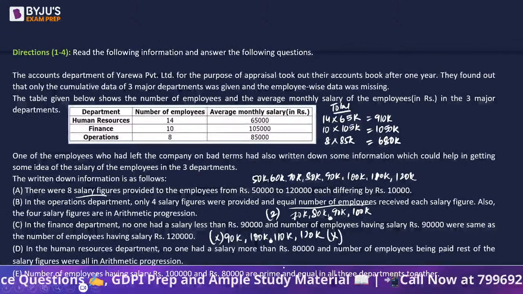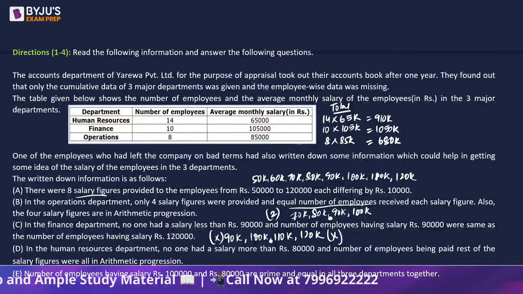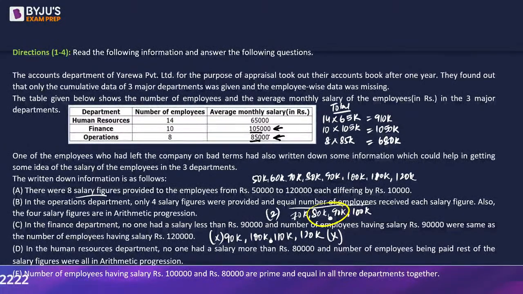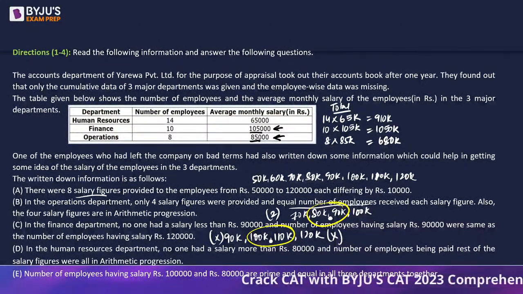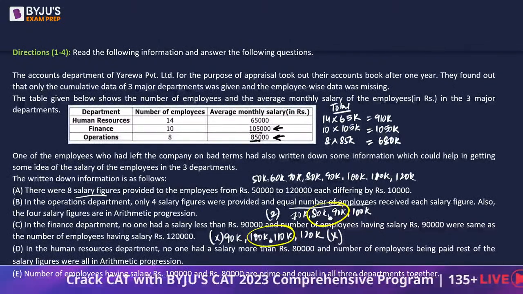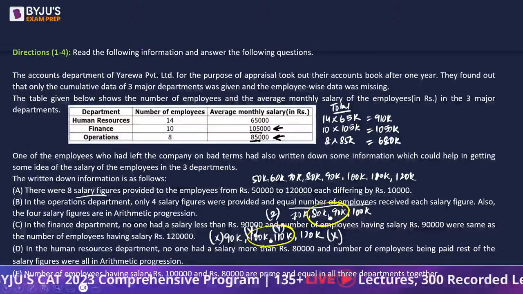So can we say this is very similar to the operations department we just did? There, the average 85,000 lies between 80 and 90. And similarly, the 105,000 lies exactly between 100 and 110. So if we have X employees at 90 and 120, then by the logic of averages we will have the same number of employees who got 100,000 and 110,000, right? So these will also be the same, as in they are both going to be Y.